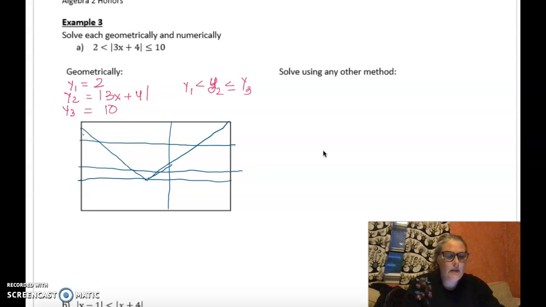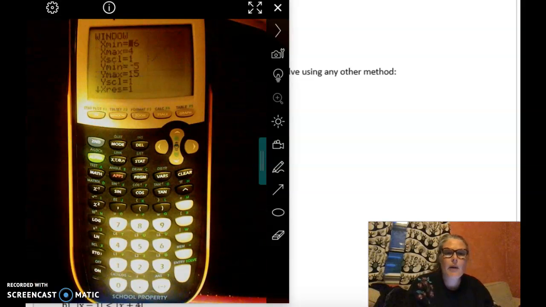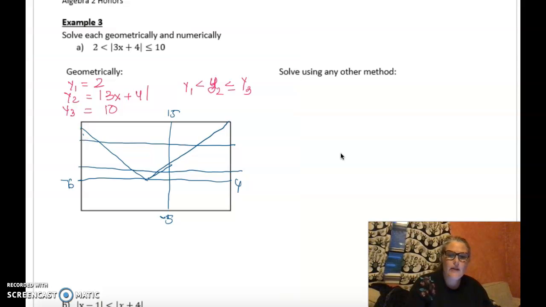So I'm going to go in, now I can't remember what window I used, so I'm going to look again at my window. Okay, -4 to 4 on my x-axis. I'm going to write that down. What was it? No, I said -6 to 4. Whoops. That's in the wrong spot. Hang on. So, -6 to 4, and -5 to 15 for the y-axis. So it should look kind of like that.